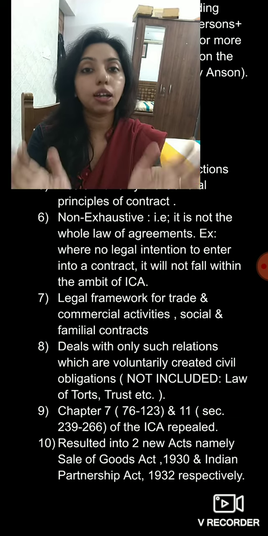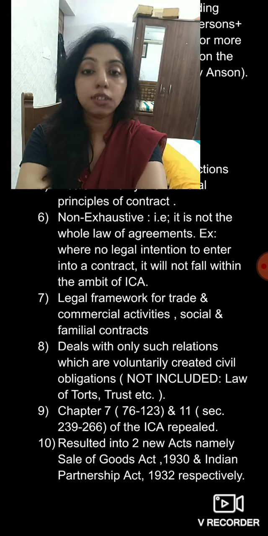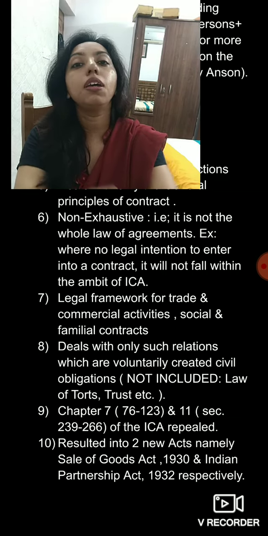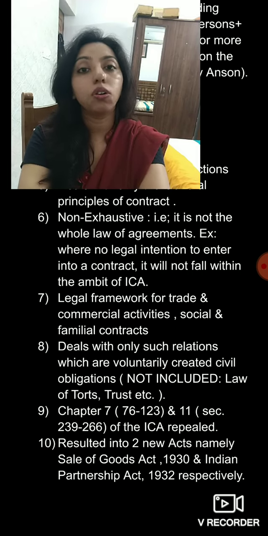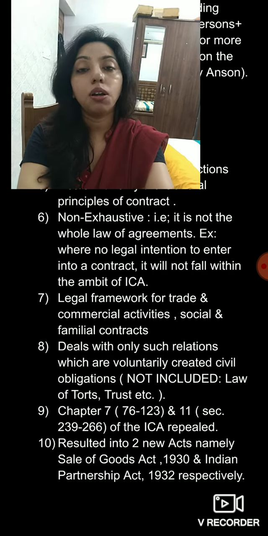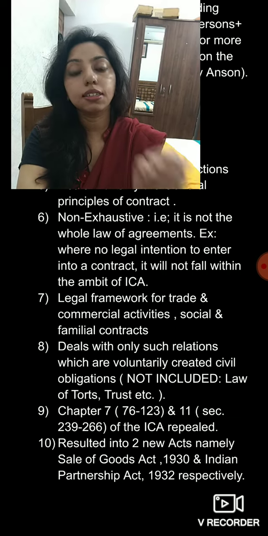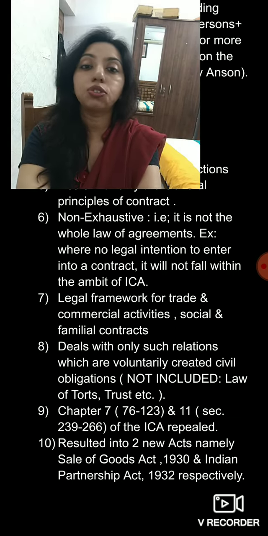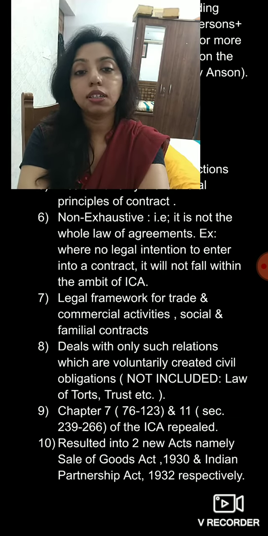A contract again requires that the parties are competent and they are entering into that contract voluntarily, which has to be free from the influences of fraud or coercion or undue influence or mistake or misrepresentation, etc. So that's why it is saying that this act deals only with such relations which are voluntarily created civil obligations, and it does not include the laws like law of torts or law of trust.